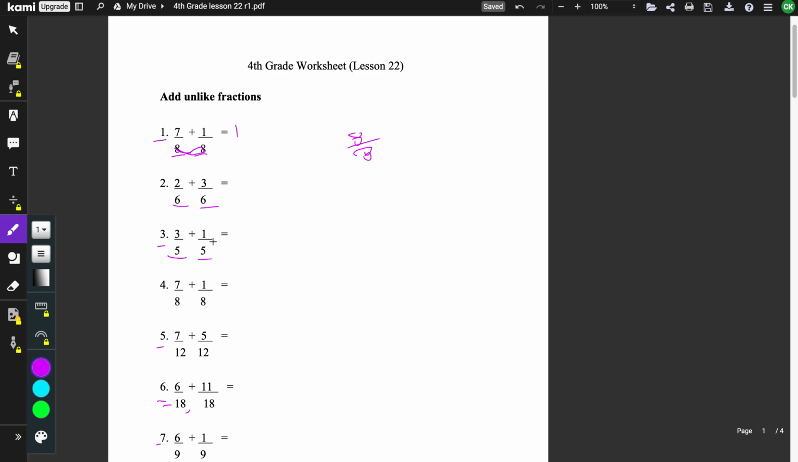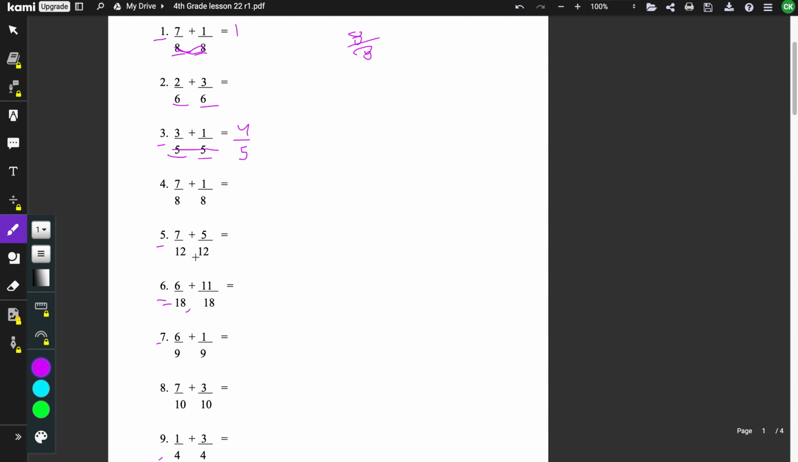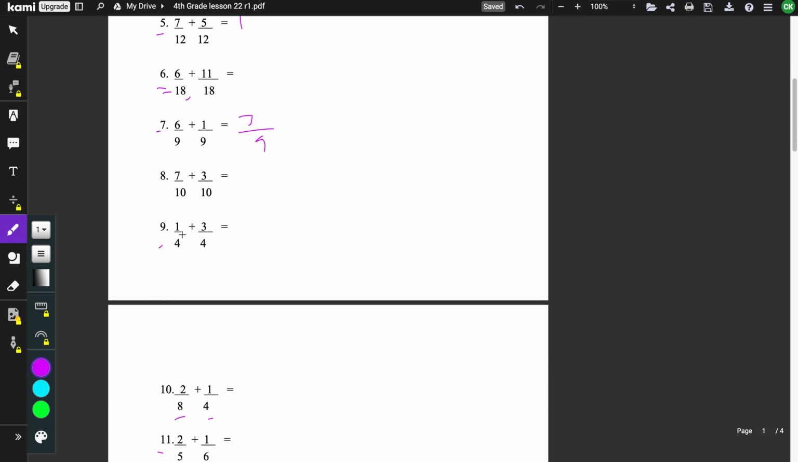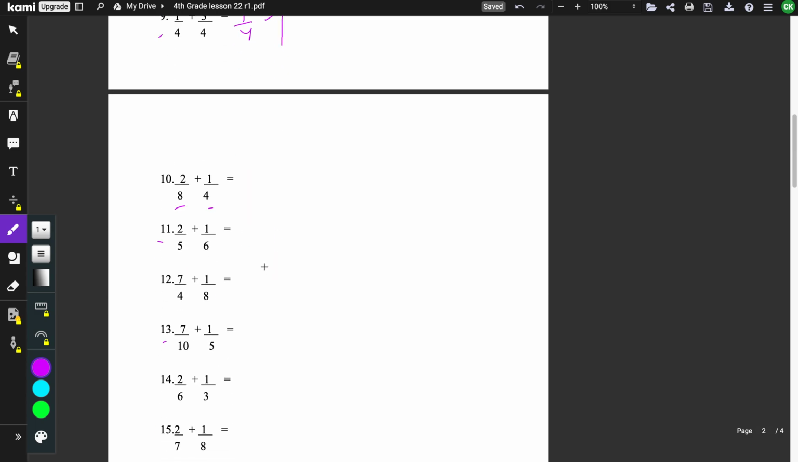Number 3, 3 plus 1 over 5. Okay, so again, the denominators are the same, so don't look at the denominator for now. Just do 3 plus 1, 4, but then now add the denominator, 4 over 5. So that's the answer. 5, again, 7 plus 5, 12, 12 over 12, that's 1. Okay, 7, 6 plus 1, which is 7. Again, same denominator, so 7 over 9. 9, 1 plus 3 is 4. 4 over 4 is basically 1. So yeah. Alright, number 11.